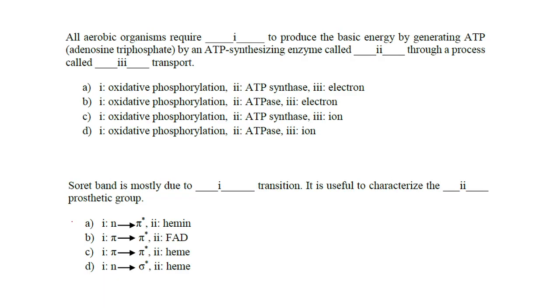So all aerobic organisms require oxidative phosphorylation to produce basic energy by generating ATP by an ATP synthesizing enzyme called ATP synthase through a process called electron transport. Now, you observe a solid band for pi to pi star transition for categorizing of heme prosthetic groups.